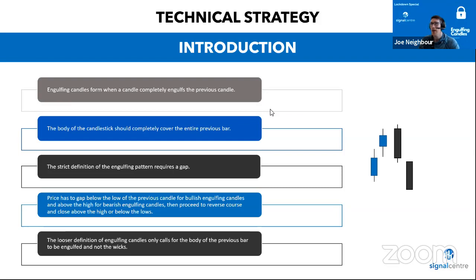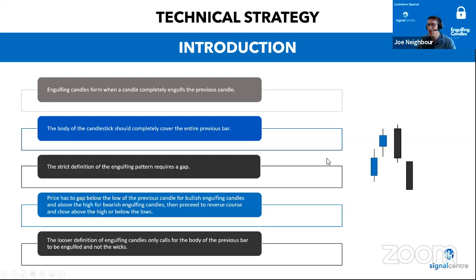as well. Now, an engulfing candle itself forms when a candle completely engulfs the previous candle. The body of the candlestick should completely cover the entire previous bar. So we have an example over here. The black candle is the reversing candle, so we're moving higher. This candle has therefore completely engulfed the previous candle, and then that has resulted in a move lower.